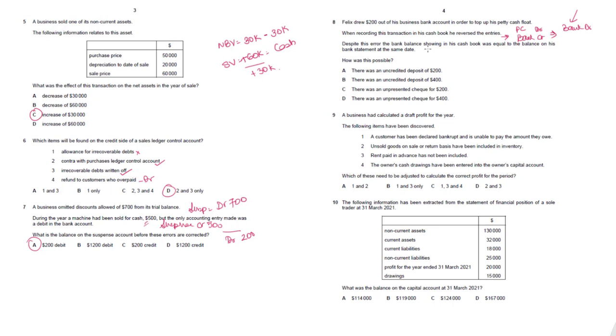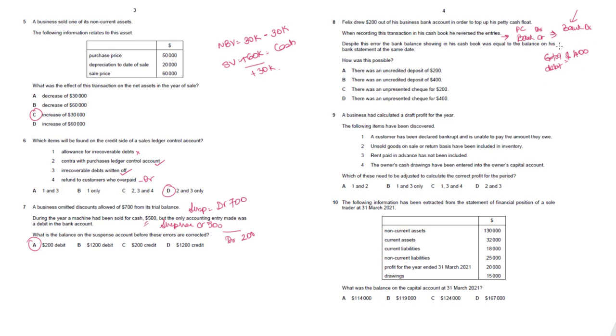Despite this error, the bank balance showing in the cash book was equal to the balance on his bank statement. So if you see, there is an error of $400 here. Bank should have been credited by $200, but he debited by $200. So the extra debit in the bank because of this error is $400. Now, despite this error, the bank balance showing in his cash book was equal to the balance on the bank statement. Okay. Well, how was this possible?